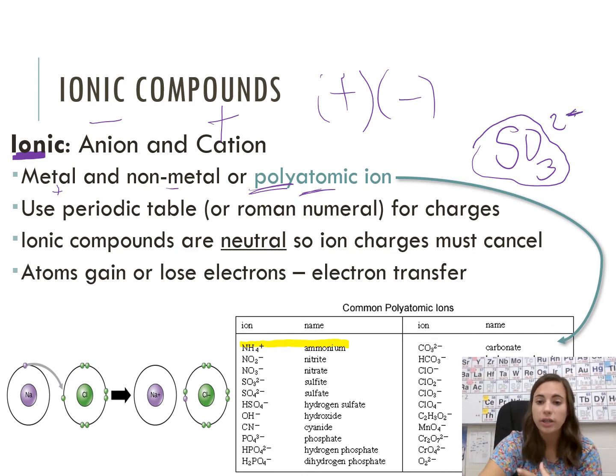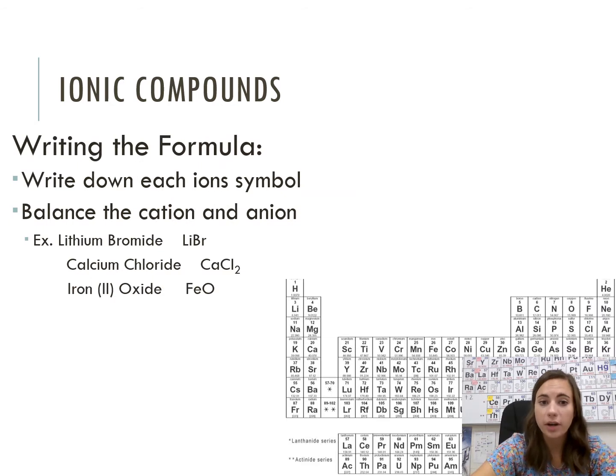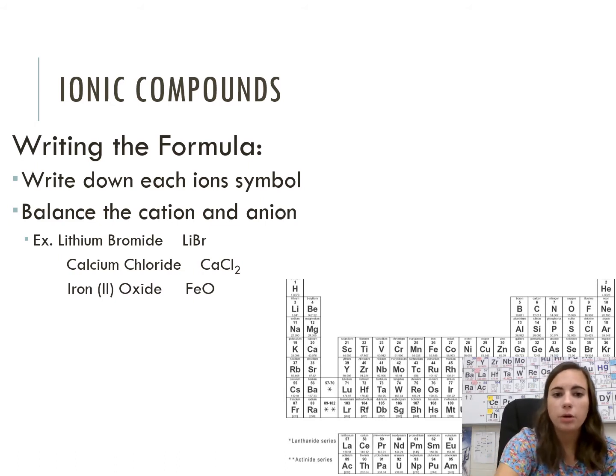All right, so when we're balancing these and putting them into formulas, we treat it as one whole thing. So when we write the formula for an ionic compound, we're going to start by just writing the symbol for each ion. We're going to start out simple with lithium bromide.